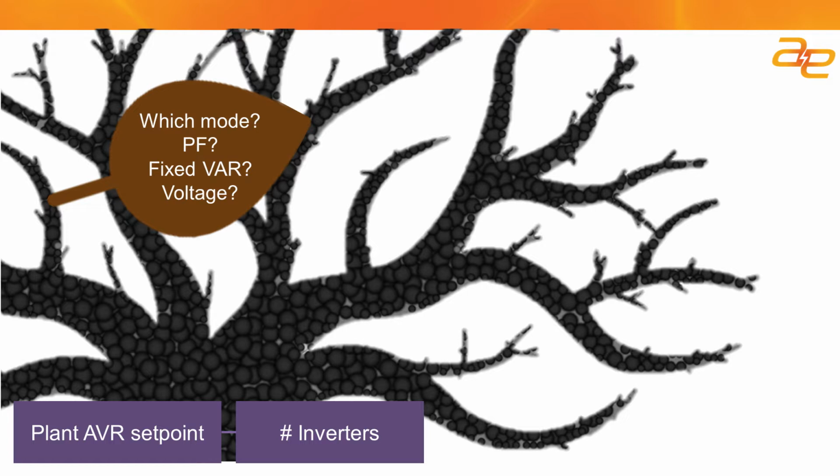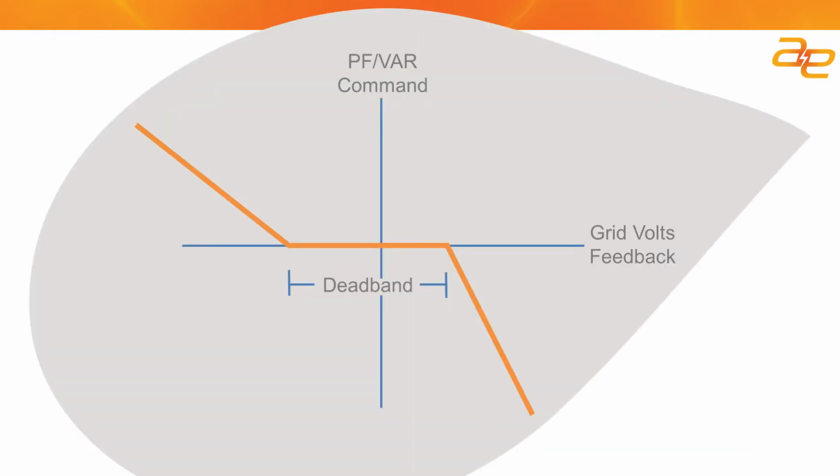The last option of voltage control mode actually has sub-options within it, and I'll sort of deep dive on this one leaf. So here we've got a horizontal axis that gives us whatever the grid voltage is from feedback.